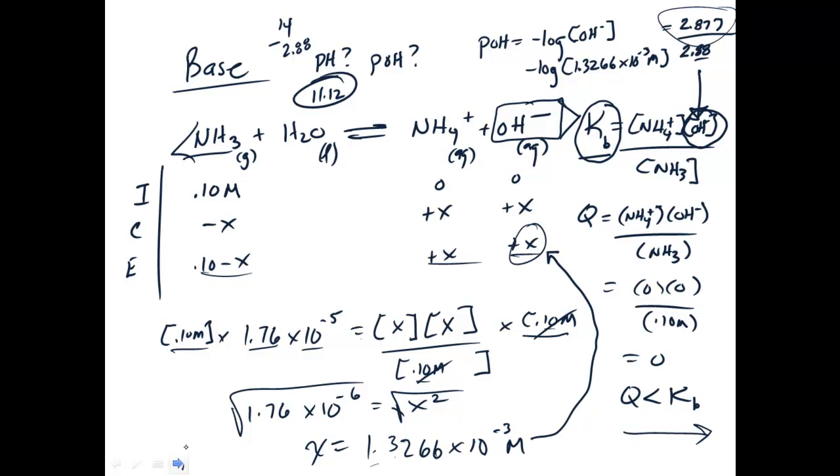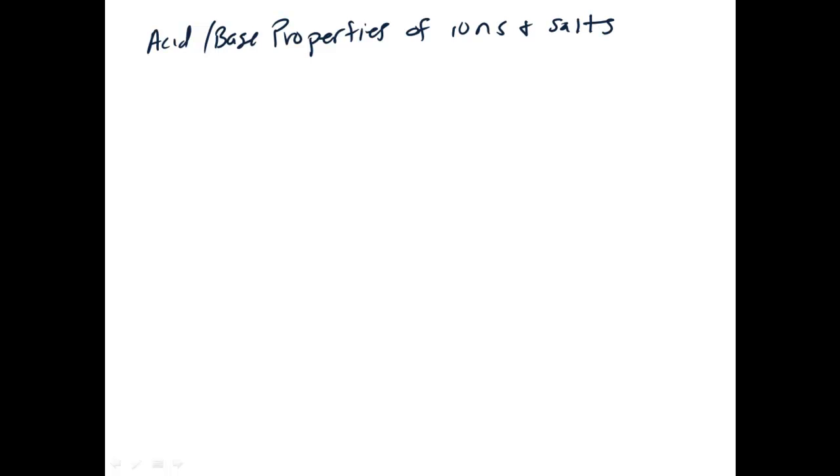All right. The next concept that I want to talk about is the acid-base properties of ions and salts. Well, first of all, what is a salt? A salt is an ionic compound that usually consists of a metal and a non-metal ion, or metal and polyatomic ions, or polyatomic ions and non-metal ions.